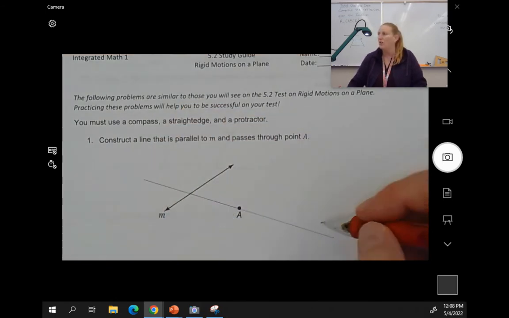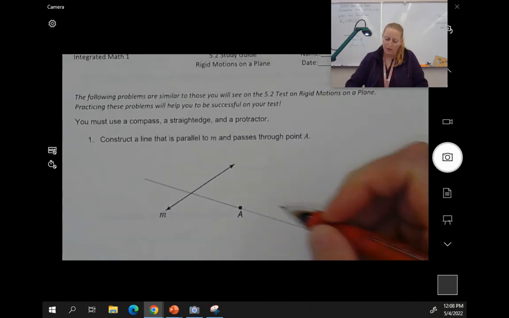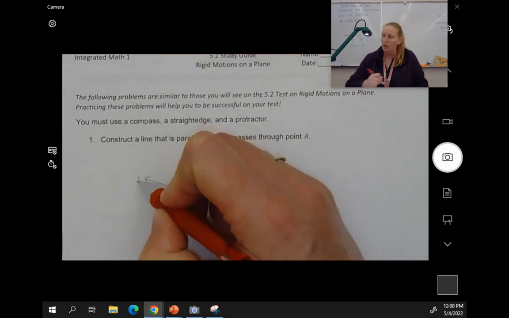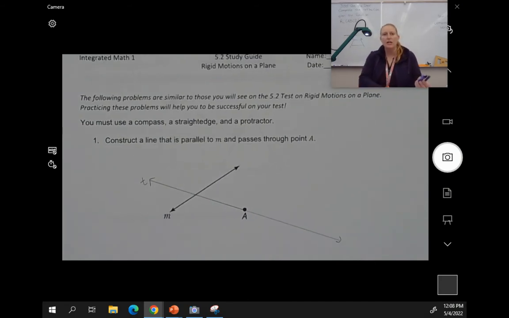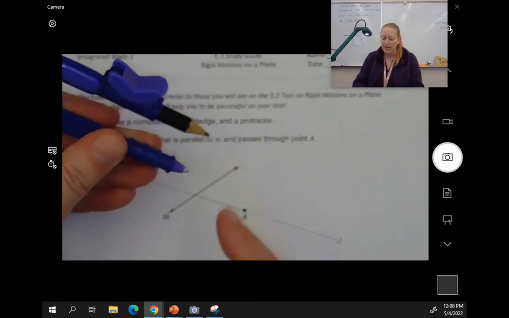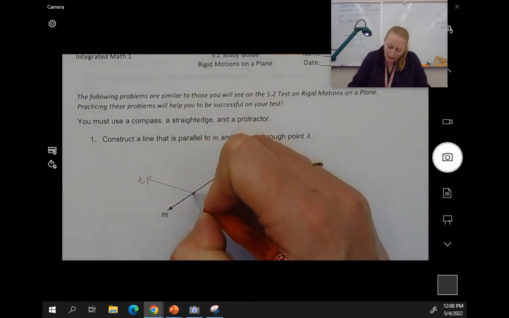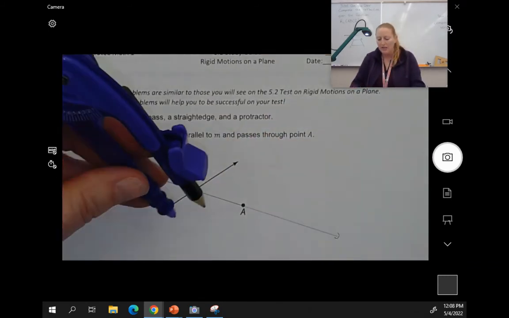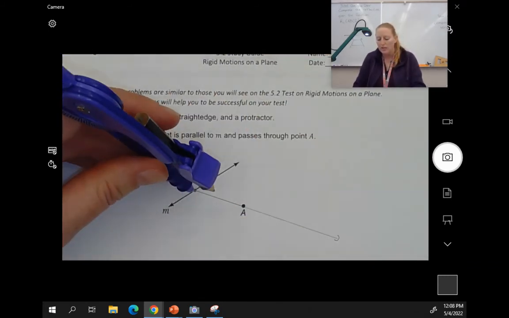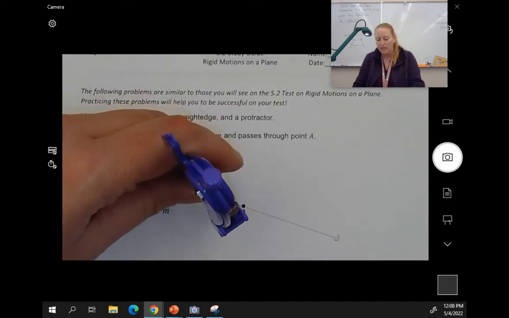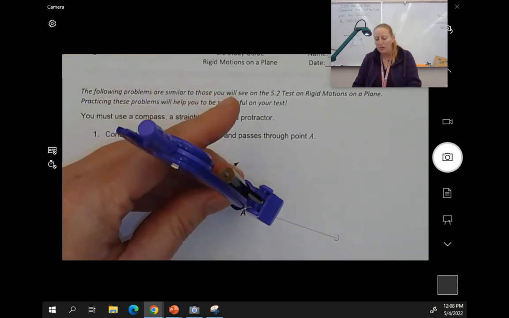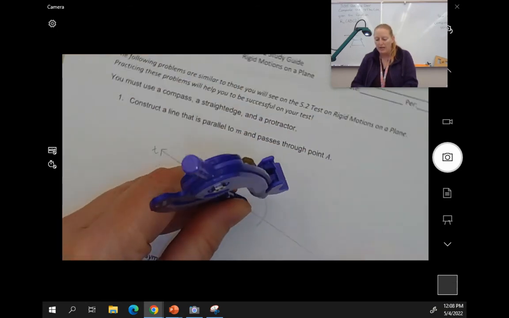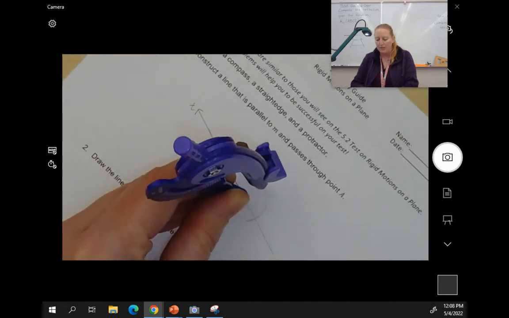I'm going to make it way too long. So here's my transversal, which I'll call T. And then we're just going to make congruent angles. If you recall from the last unit, I put my stabby side on the vertex, which I have right here. And if you recall, we swing it such that it hits both sides. So I'm going to make sure it touches both sides. And then I'm going to hop over and put a matching one on point A. That's my new point. Kind of turn my paper.